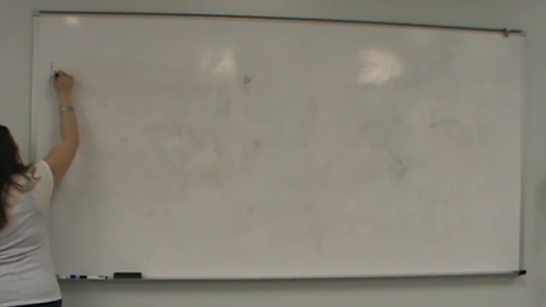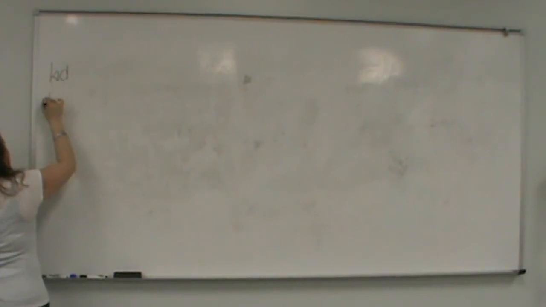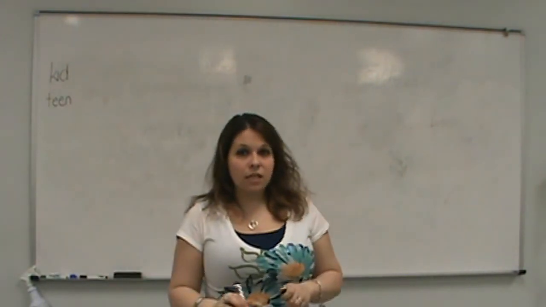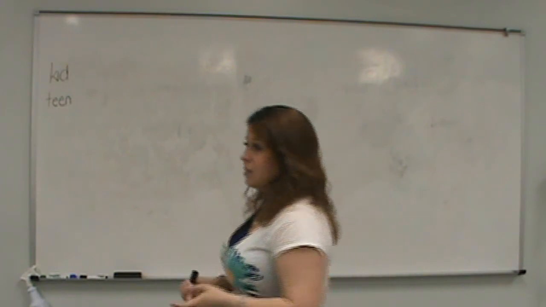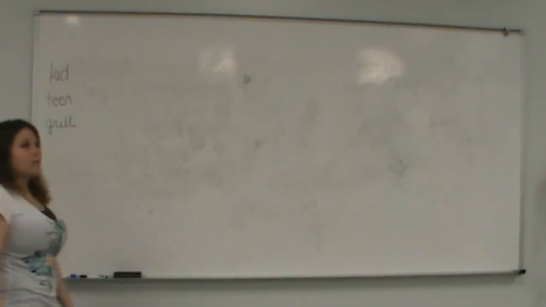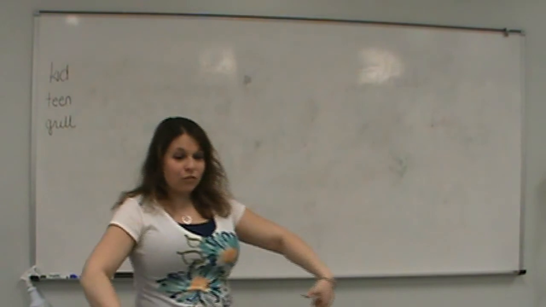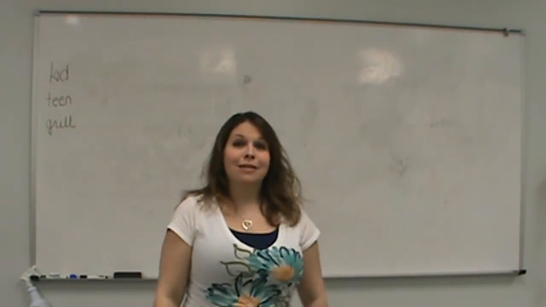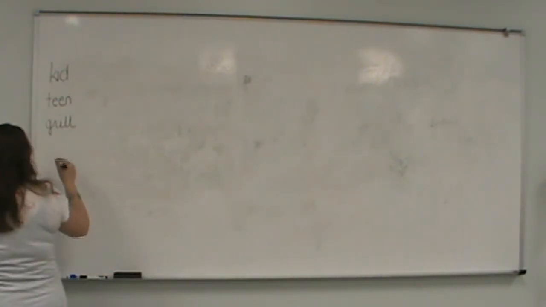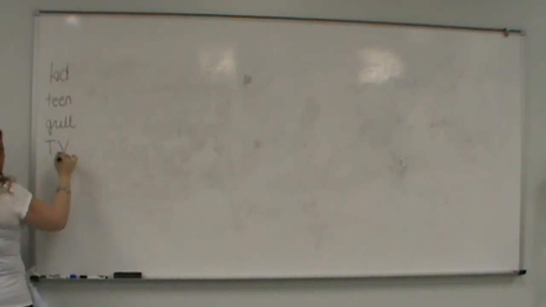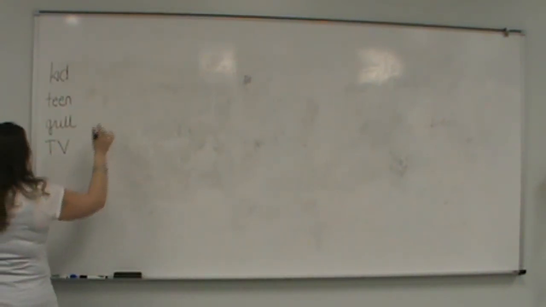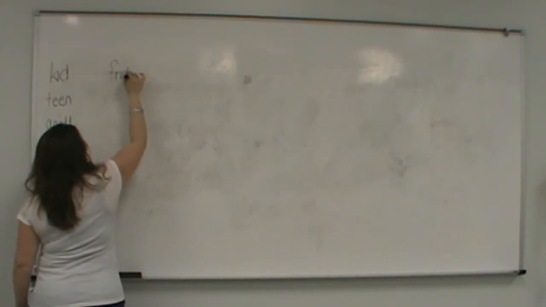So we already talked about kid. Teen is one that I get all the time. And that is slang because the word is not teen, the word is teenager. That's why that's slang. Grill is another one. A grill is something that you cook on, or it's at the front of a car. It is not your smile. So, if you're talking about a smile and you call it a grill, then it's slang. For the same reason, teen is slang. TV is slang because it's actually television. Fridge is slang because it's a refrigerator.